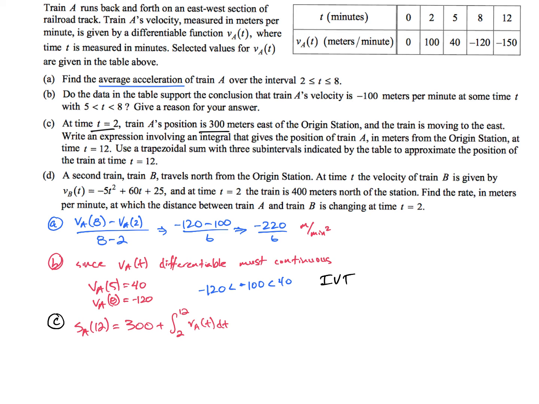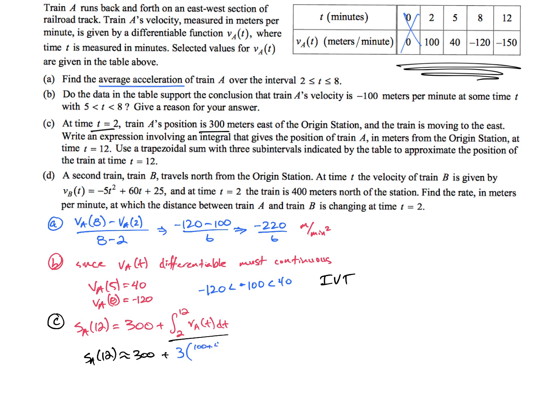Keep going. Use a trapezoid sum with 3 subintervals indicated by the table to approximate the position of the train at time t equals 12. All right, here we go. So my S sub A of 12 is approximately 300, because that's my initial condition. Now I'm doing this part, and I'm using which rule? Trapezoidal. Now, what in this question part is not needed? My 0 thing. So I don't need that on this one. What's my width? 3.